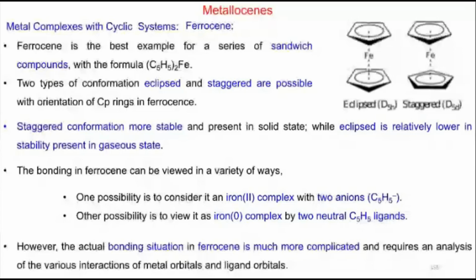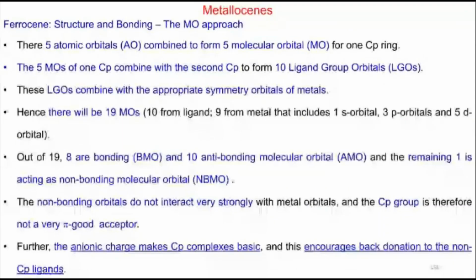We need to go with the MO diagram, where you can see there are 9 orbitals present in the metal complex: the valence orbitals coming from the metal s, p and d orbitals. You have another 10 orbitals coming from the two cyclopentadienyl rings, each carrying 5 carbons. Therefore, the total atomic orbitals available are 10 plus 9 equals 19.